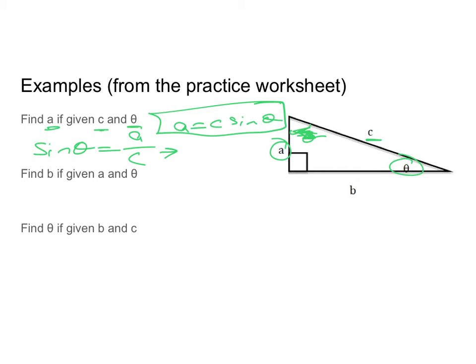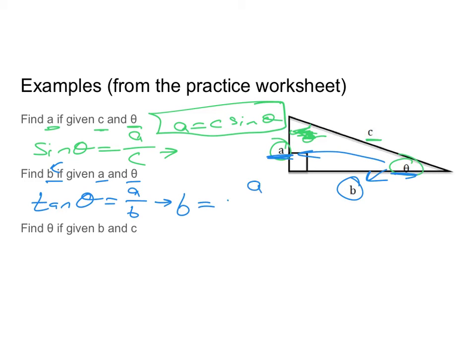All right, next one. Find B if given A and theta. Well, here's B. That's what I'm looking for. Here's A, here's theta. Now I have opposite and adjacent, so I'm going to use tangent. Tangent of theta equals opposite, which is A, over adjacent, which is B. If I'm looking for B, I've got to multiply it across and divide by tan of theta. So B equals A divided by tan theta. And that's it. It's as simple as that. SOHCAHTOA. Huge, okay?